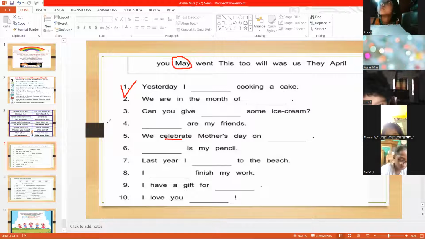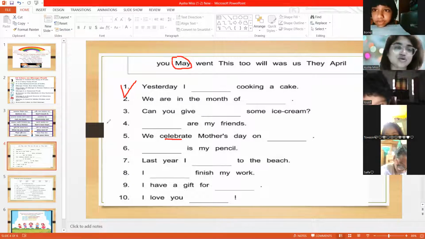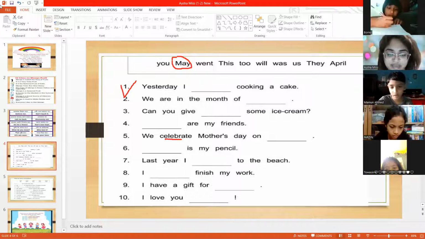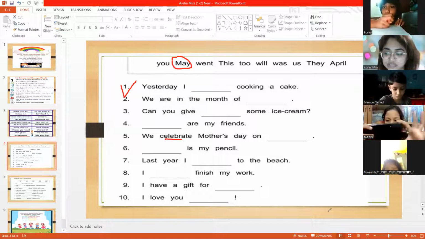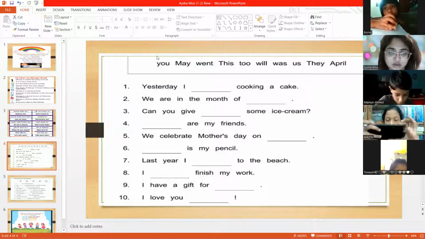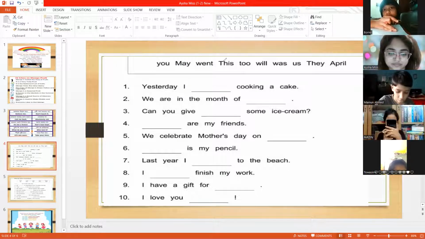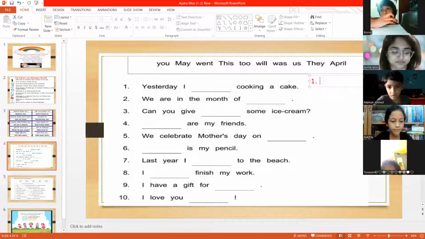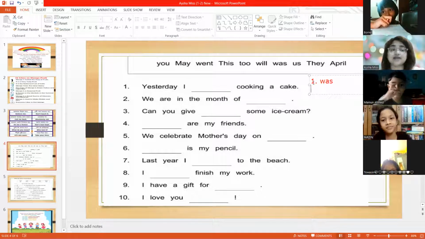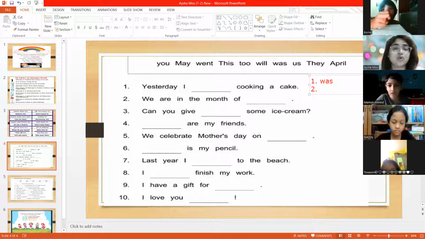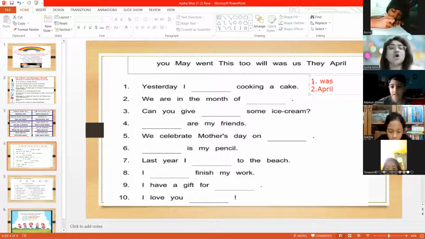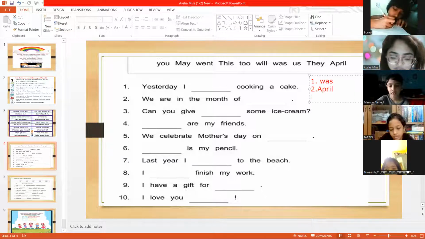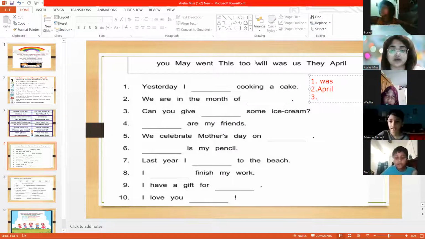So now I'm going to share the answer because we have another fill in the blanks to do. So without killing the time, I'm telling all of you the answer, and you have to say it with me. Okay, let's do it. Number one, tell me everyone. Was. Yesterday I was cooking a cake. Number two, we are in the month of April. Though we are in May, still May is Mother's Day. Number three, the month of June, right?